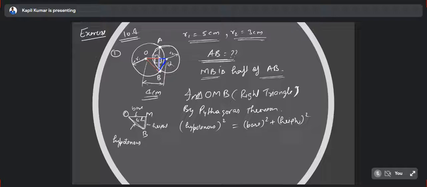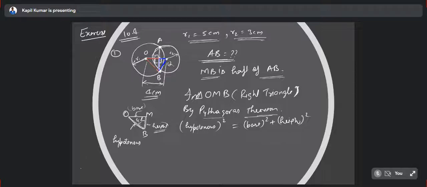So in any triangle, if one of the angles is 90 degrees, then only we can apply this theorem, otherwise we can't apply. Because there will be a hypotenuse. Hypotenuse means the longest side, or the side in front of the 90 degree angle. So hypotenuse square is equal to base square. Out of these two, you can take anyone as a base, so one will be base and another will be height. The vertical line we consider as height and the horizontal line we consider as base. That is a common rule.